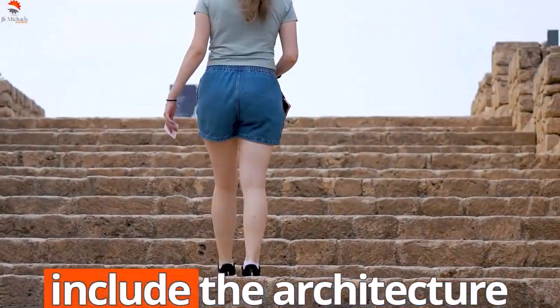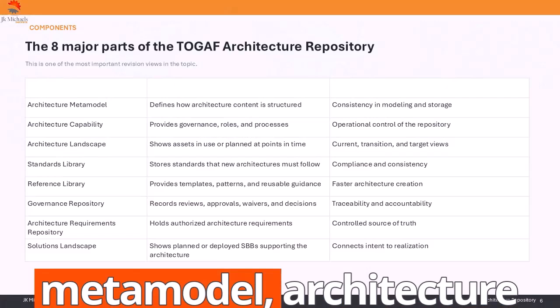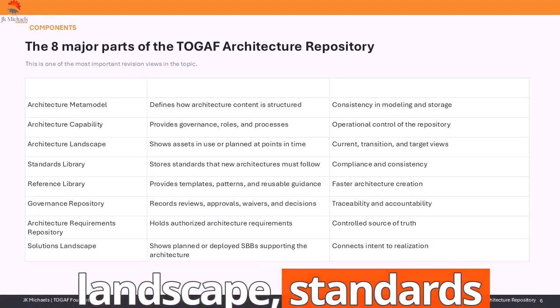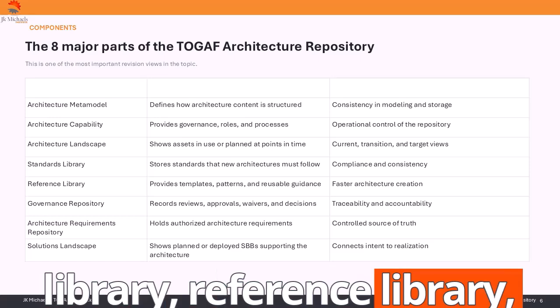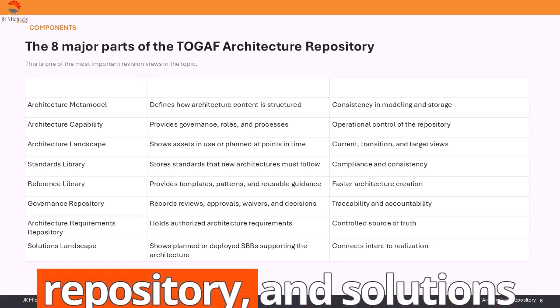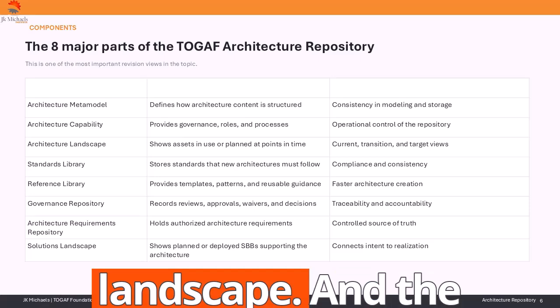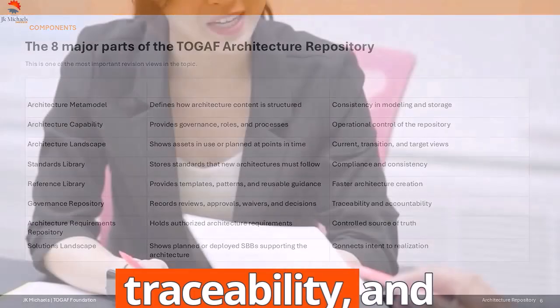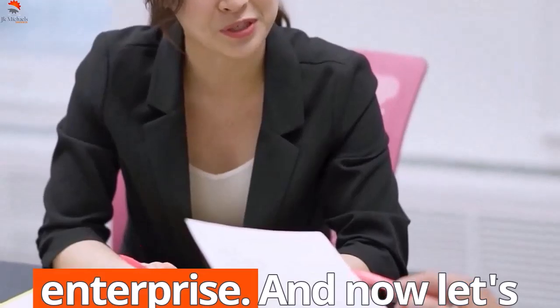Its main components include the architecture metamodel, architecture capability, architecture landscape, standards library, reference library, governance repository, architecture requirements repository, and solutions landscape. And the repository supports governance, reuse, traceability, and consistency across the enterprise.